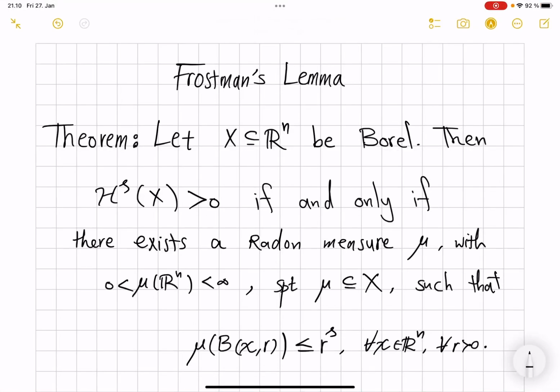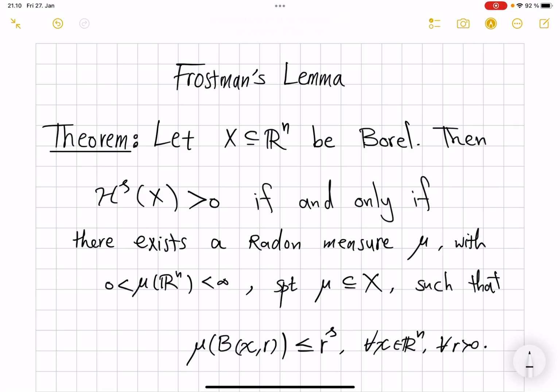Let's recall Frostman's lemma. We used it to give lower bounds on the Hausdorff dimension of product A cross B of subsets of Euclidean spaces. In this video, we want to talk about another application of Frostman's lemma. In fact, this one is the first time people usually see Frostman's lemma. But anyway, here is a recall of what it says.